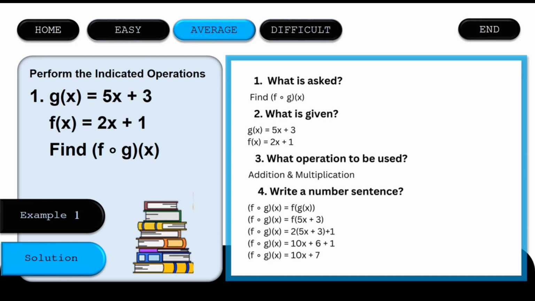Kaya magkakaroon tayo dito ng 2 multiplied to quantity 5x plus 3 plus 1. And by performing ang distribution ng ating 2 sa ating quantity 5x plus 3, magkakaroon tayo ng 10x plus 6 plus 1. Add natin ang 6 plus 1 which is 7, kaya ang final answer natin sa value ng quantity f of g of x is 10x plus 7.